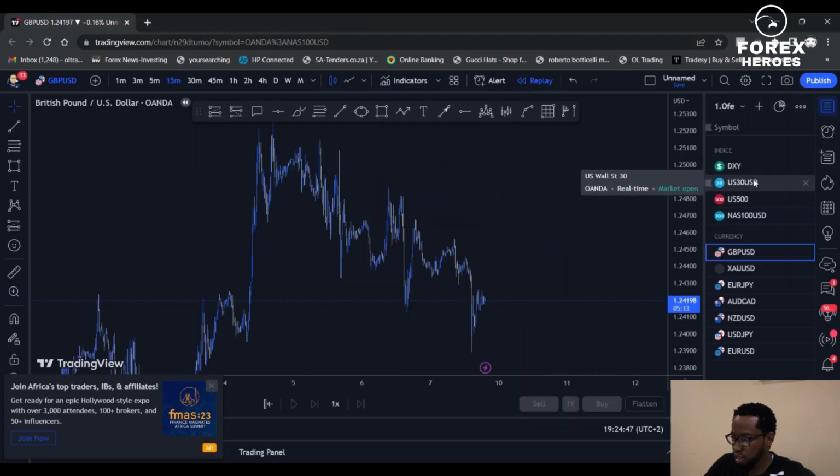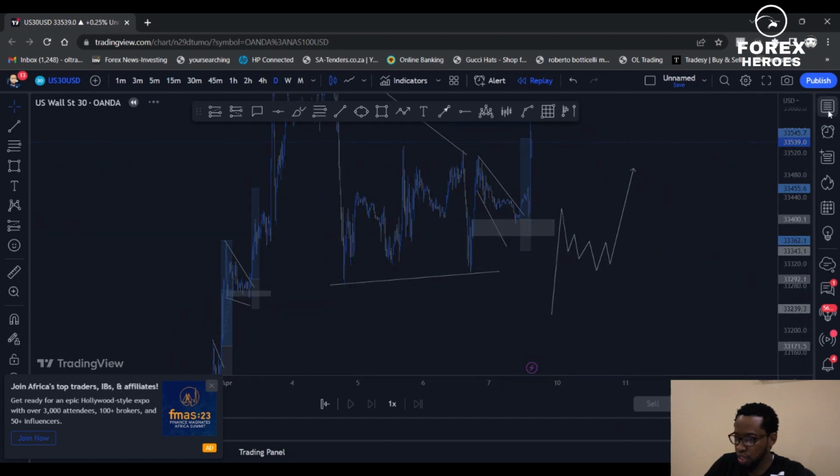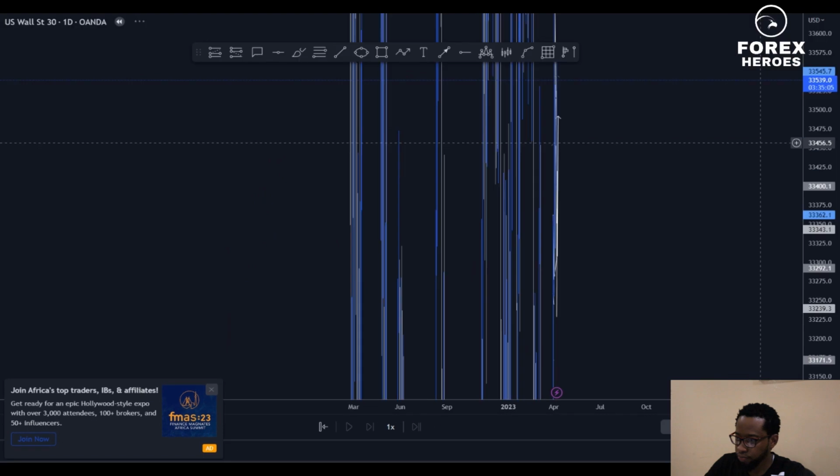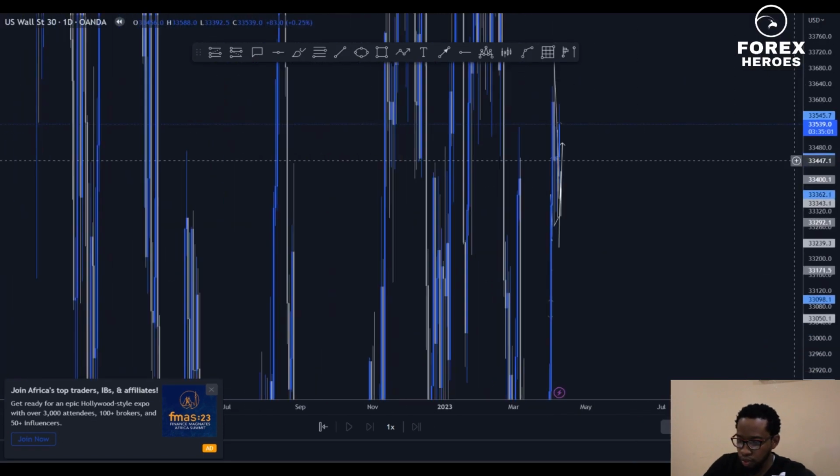So let's look at the US 30 again on a higher time frame.